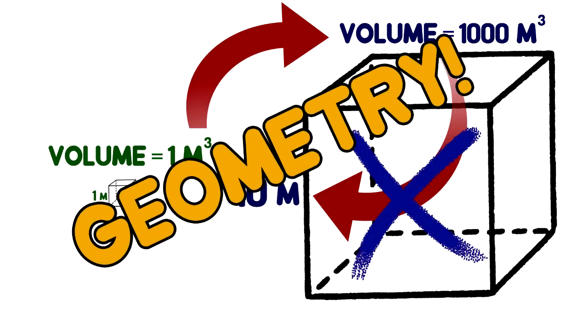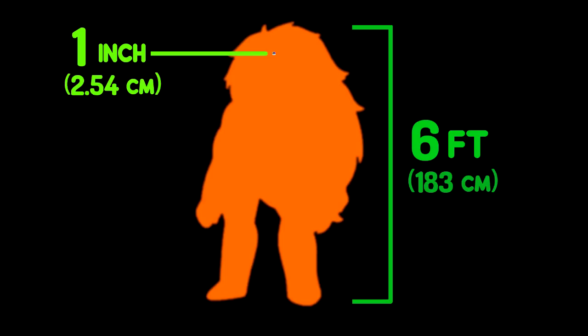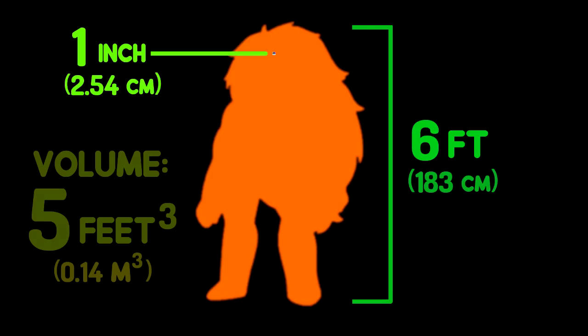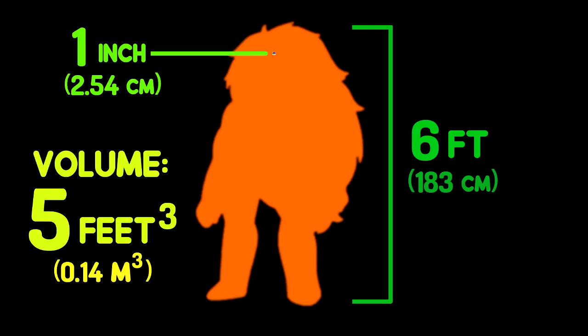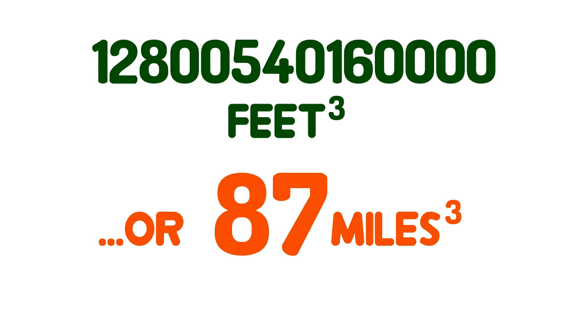Geometry. What we can do though is pick a volume for the hypothetical gem's body and multiply this by the amount of gemstones that would fit into the cluster to figure out the volume of the cluster's hypothetical physical body. An average adult human has a volume of around 2.4 cubic feet, but let's just increase this to 5 cubic feet. This would be a super beefy body. A 6-foot tall person would be weighing around 300 pounds or so. The volume of the cluster ends up being this many cubic feet, which is nearly 87 cubic miles.